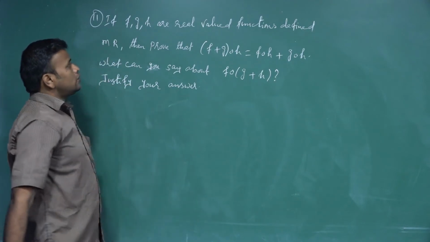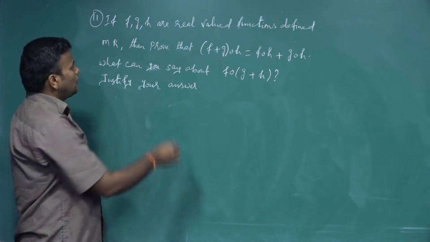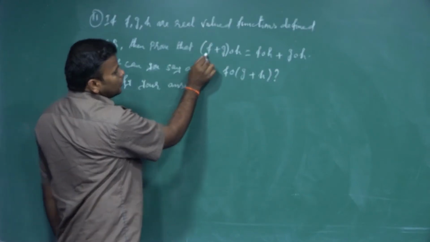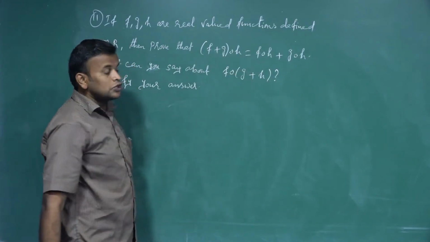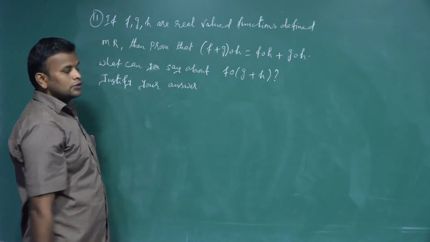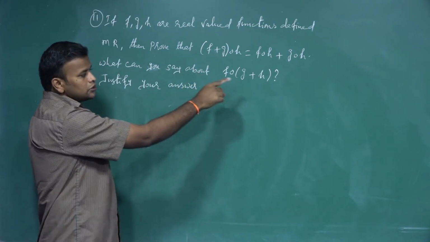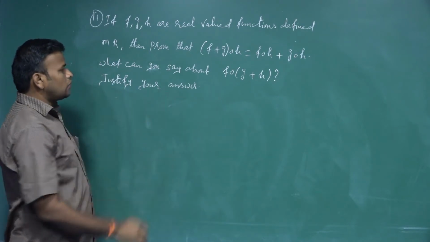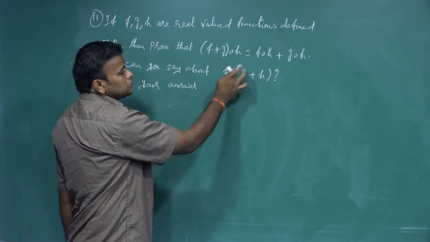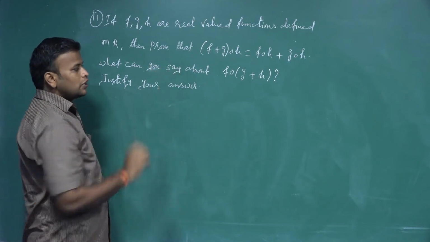So now we see the 11th one. If f, g and h are real valued functions defined on R, meaning real numbers, then prove that f plus g dot h is equal to f dot h plus g dot h. So to prove that one. And also, what can you say about f dot g plus h? Justify your answer. In reverse, f plus g dot h we write, it is f dot g plus h, and justify your answer. What is the value of that one?